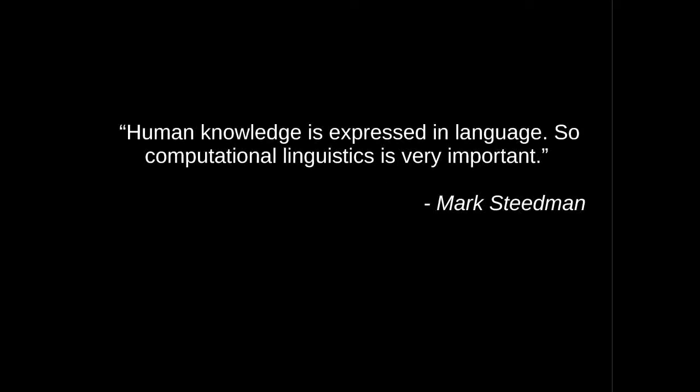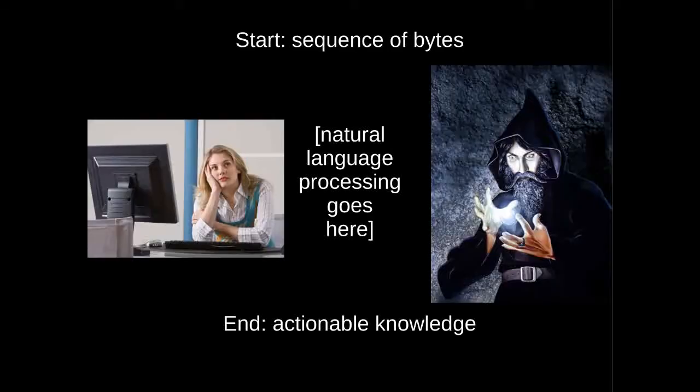Let's talk more about artificial intelligence. NLP, natural language processing, is part of artificial intelligence. We say human knowledge is expressed in language, so computational linguistics is very important. This means we can process our knowledge. What we roughly do in NLP, I guess, is we start with a sequence of bytes, or a sequence of numbers, if you like, and that's our digital representation of a document. And then some magic goes on, which typically looks a lot more like the picture on the left than the one on the right. And what we end up with is actionable knowledge. But it involves a lot of programming.